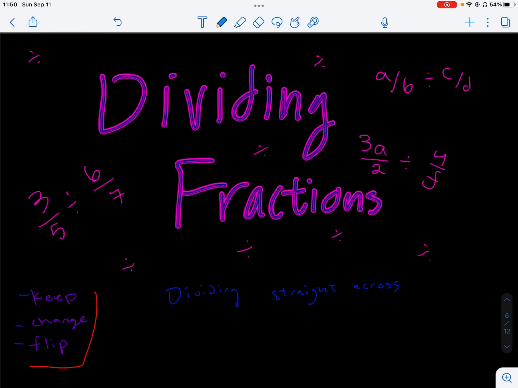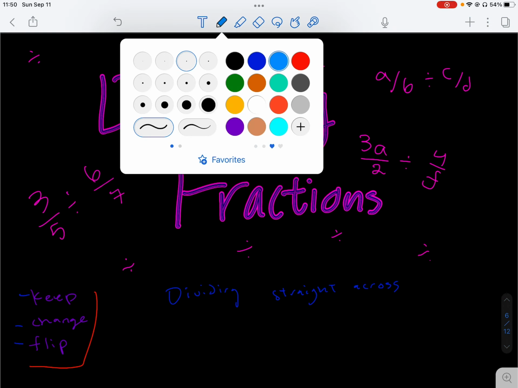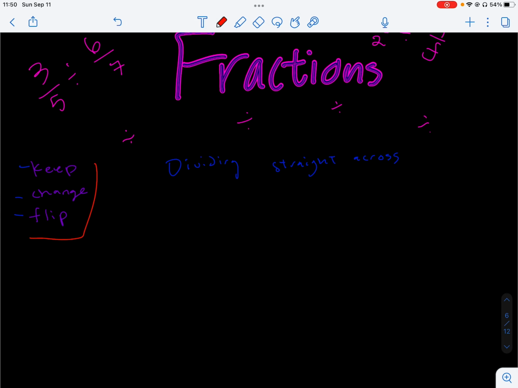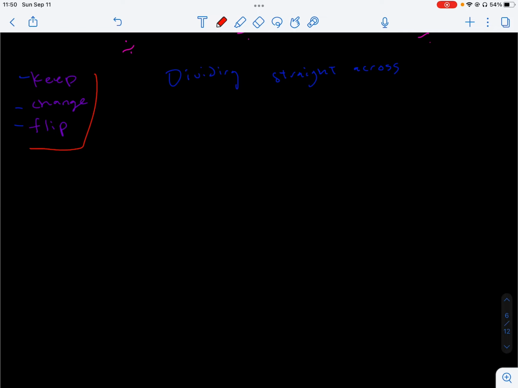Alright, hello. So in the previous video, we talked about using the keep, change, flip method to divide fractions, and today we're going to explore a little bit about why that process is true. So for instance, to remind you, keep, change, flip, if I have a fraction such as 4 over 9 divided by, let's say, 2 over 3, that will equal 4 over 9 times 3 over 2, which is equal to 12 over 18, which if you divide by 6 on the top and the bottom, reducing the fraction, you'd wind up at 2/3.